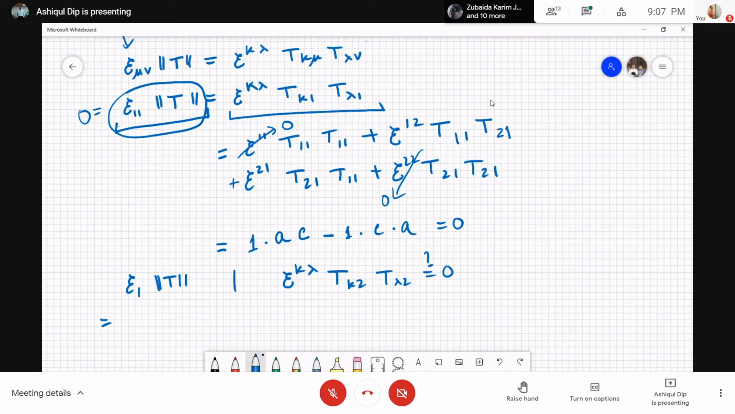No, I want E12. Yes, E12 determinant of T. What do you expect? Minus. Determinant, yes, it's positive 1. E12 is positive 1. Determinant is AD minus BC, right? Yes, AD minus BC. Great.